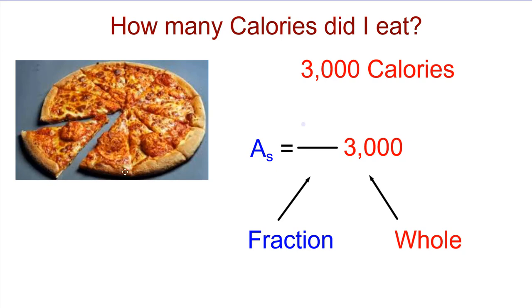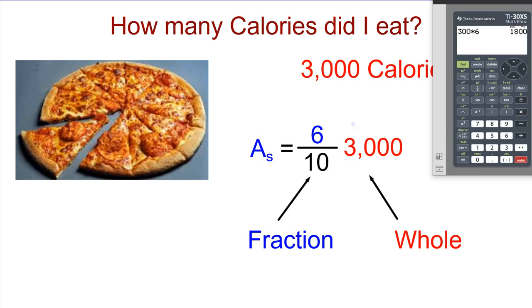So what we're going to end up doing is writing the formula for the area of a sector. A sub S is going to be equal to the fraction of the whole thing times the number of calories in the whole thing, or the area of the whole thing, which is how we'll be doing it in a second. If there are 3,000 calories in the whole, what fraction of the pizza did I eat? I ate 6 slices out of the 10 slices, which is more than half, 60% of the pizza. So I would write the fraction as 6 out of 10 multiplied by the whole thing, which is 3,000.